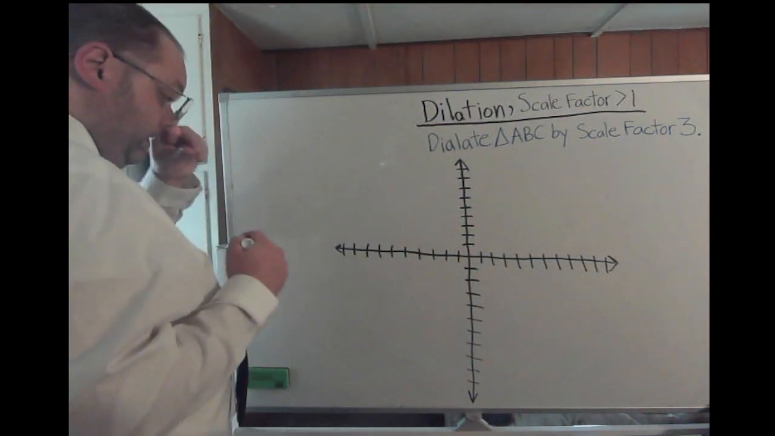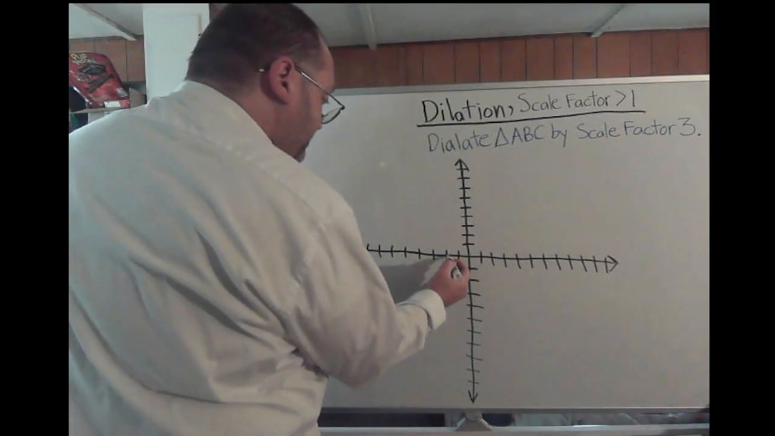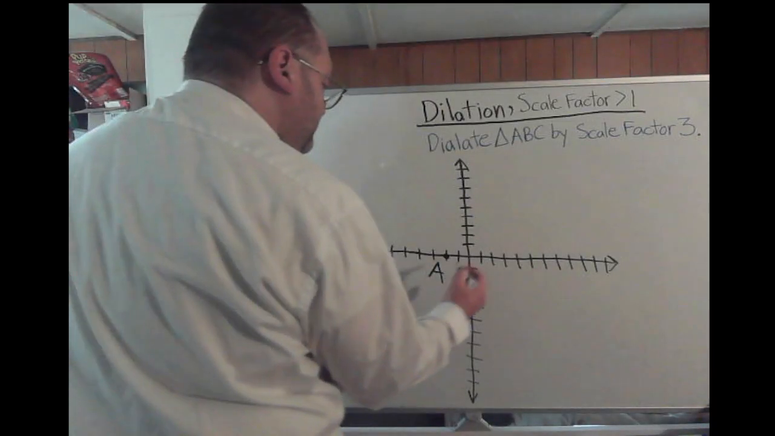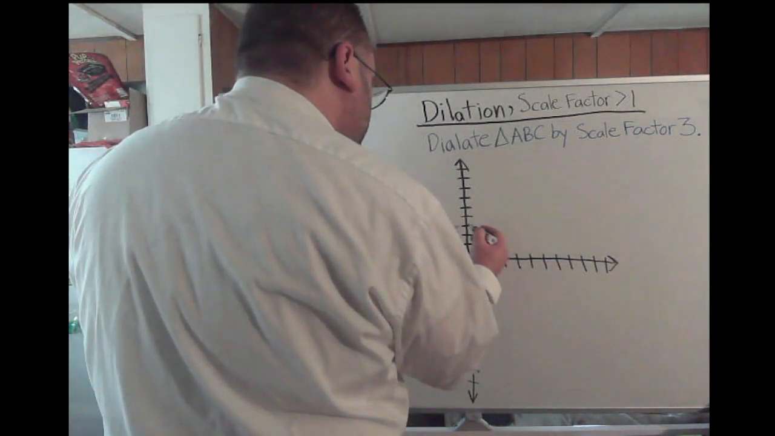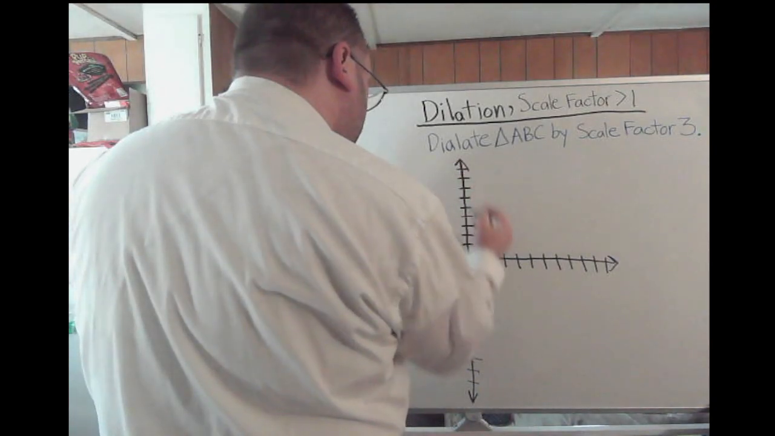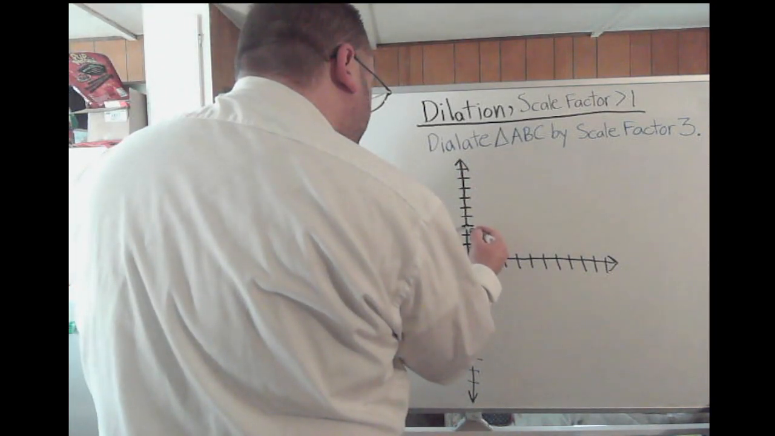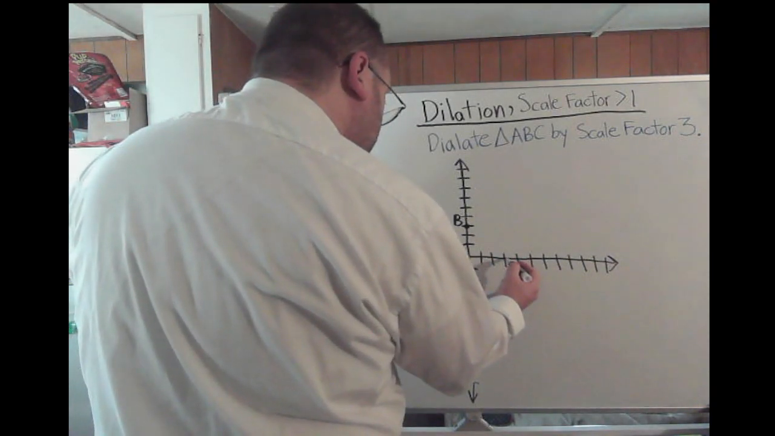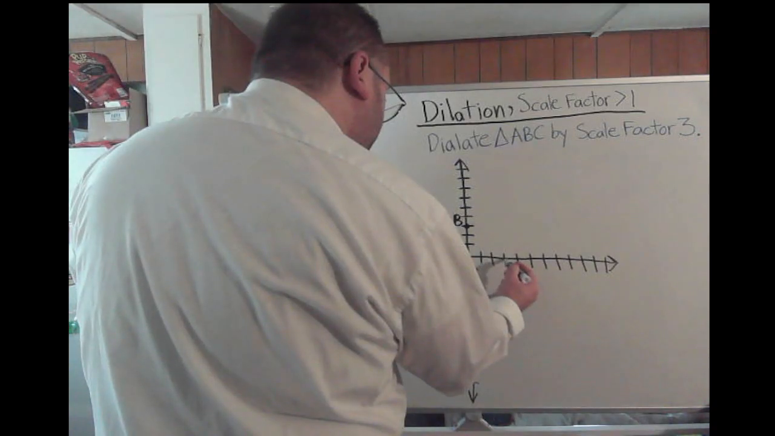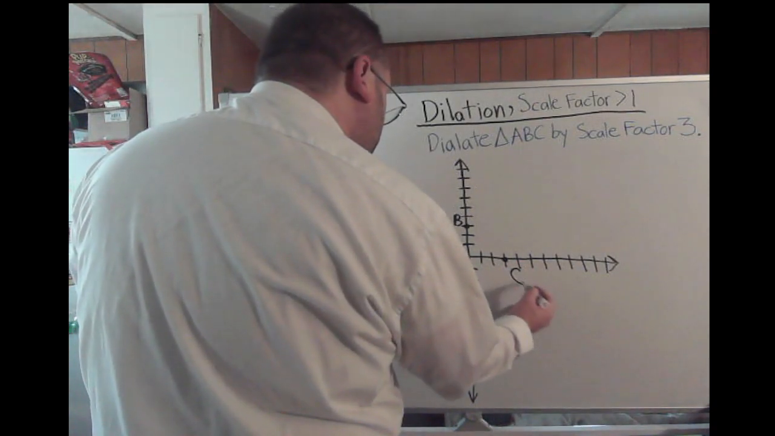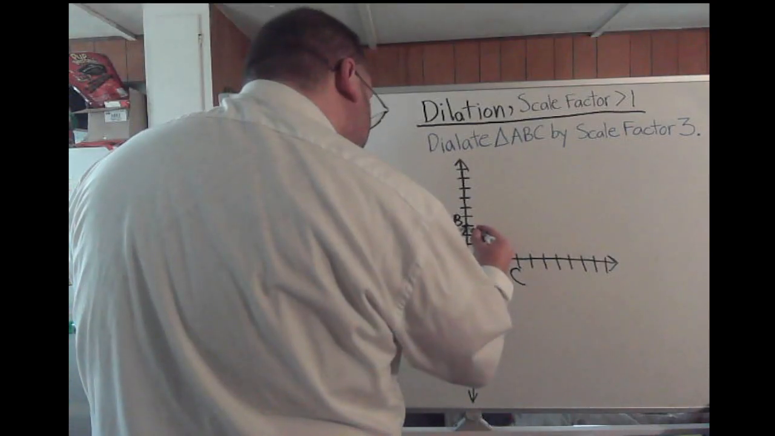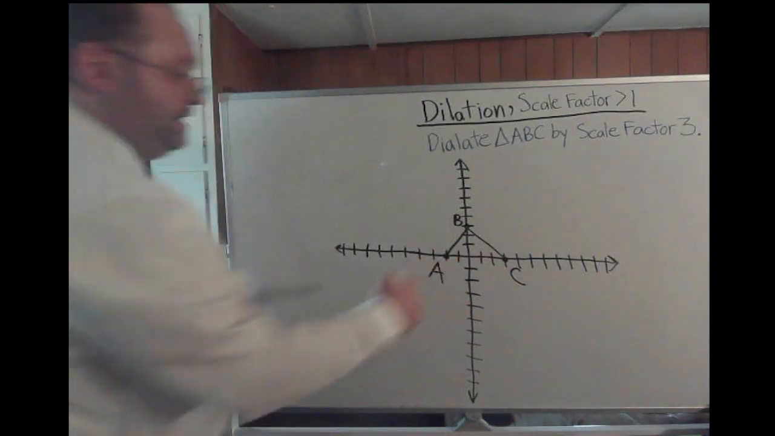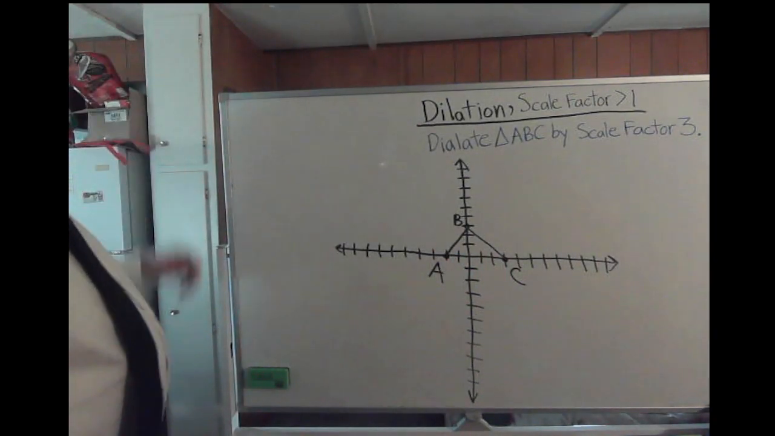Alright, let's see, we'll have negative 2, 0 will be point A. 4, 5, 6, 7, 8. Alright. 0, 3 will be B. And then 3, 0 will be C. Alright, so we have triangle ABC centered right on the axis here.